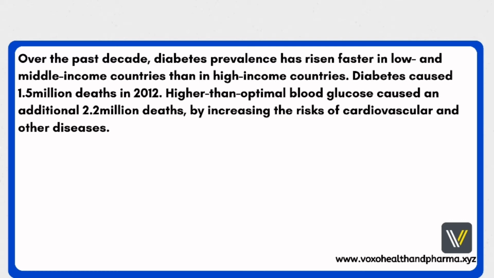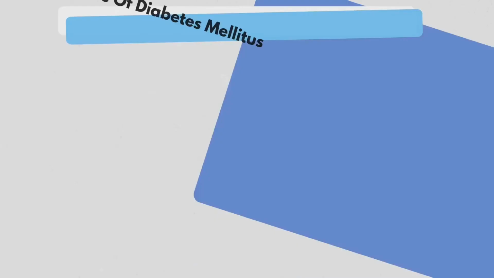Higher than optimal blood glucose caused an additional 2.2 million deaths by increasing the risks of cardiovascular and other diseases.